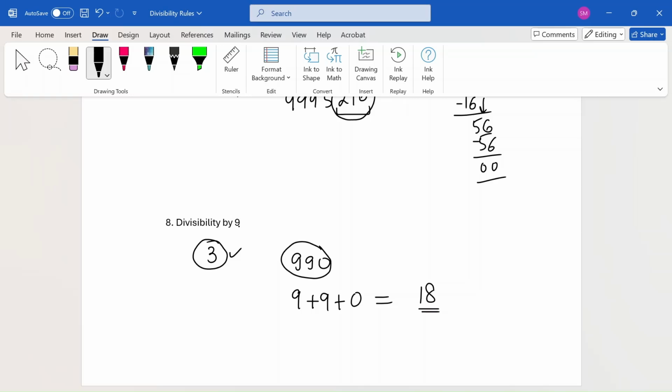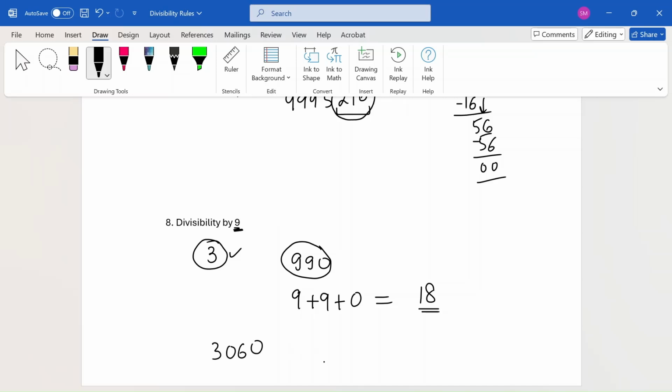Now, this rule of divisibility by 9 is somewhat similar, where we also add the digits to see if the sum is divisible by 9 or not. Let's check with a number. I am taking a number. Let me take 3060.